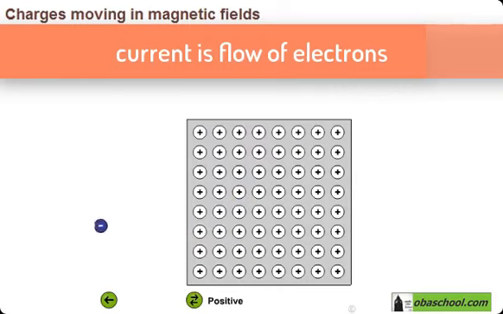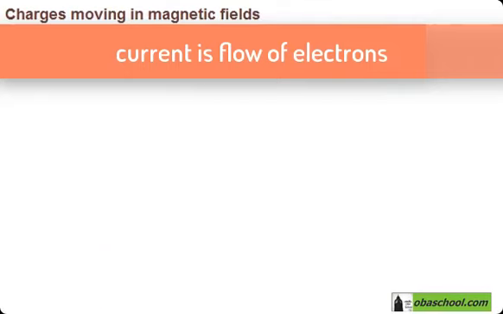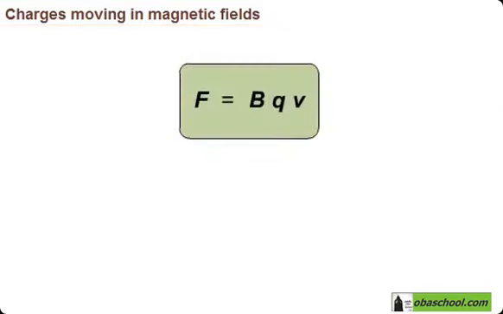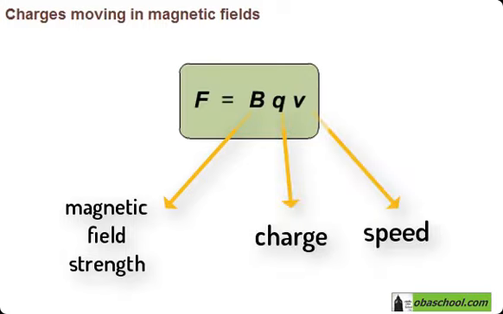In this figure, the force due to the magnetic field is acting at right angles to the direction of the motion. So the path of the moving charge is curved. Now the equation of the force acting on the charge is F is equal to B Q V, where B is the magnetic field, Q is the charge, and V is the speed in which the object is moving at.